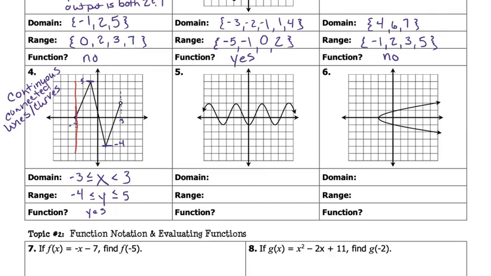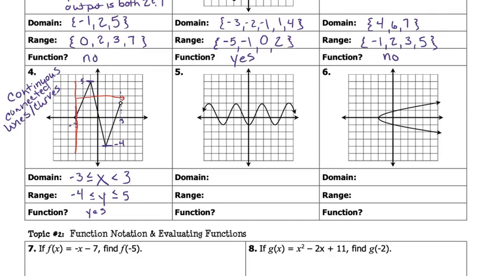And I'm going to slide it across, and I'm going to check to see, is there any place where if I'm sliding it across that I would touch the function more than once? And the answer here is no. I would touch the function always, but I would never touch it more than once at a time. So yes, this is a function. This passes the vertical line test. Okay, let's take a look at number 5.